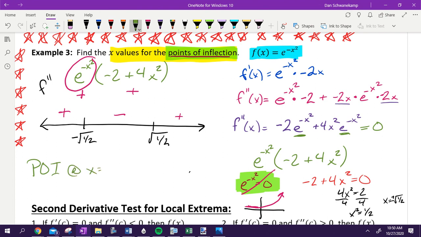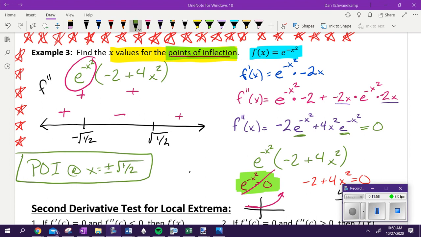Explain to your neighbor. How do you know that plus and minus the square root of 1/2 are points of inflection? Talk to each other. Those two values are points of inflection. Okay? Macy, how do we know that those two values are points of inflection? The sign changes of what? What was that sign chart of? There you go. Points of inflection are when f double prime changes signs. So the sign changes on f double prime. That's the key to this.